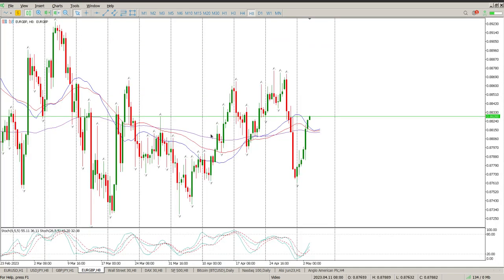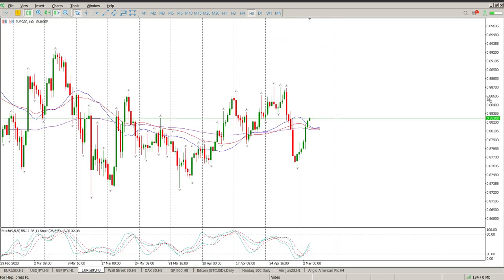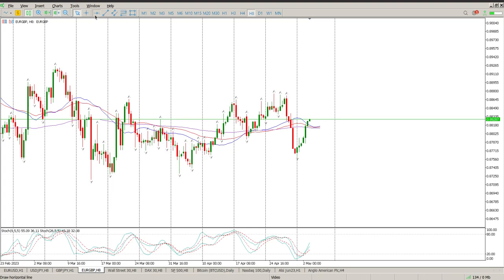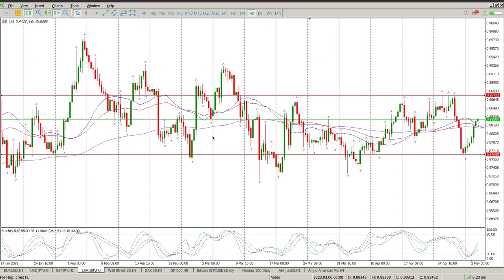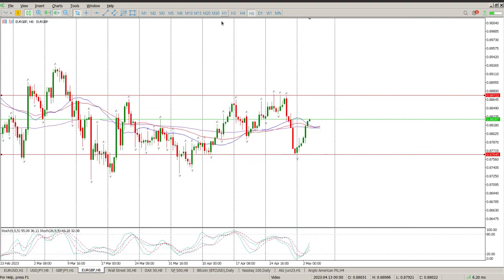Lastly, Euro British Pound, and yeah, I was expecting a little bit of a move down. Didn't really materialize. We've sort of bounced off the bottom here, so it's back above the moving averages on the 8-hour. So this range continues. So yeah, there it is there. It's been very, very strong.